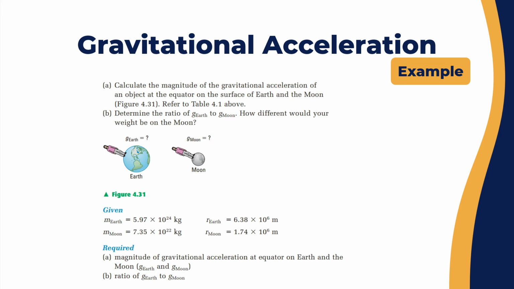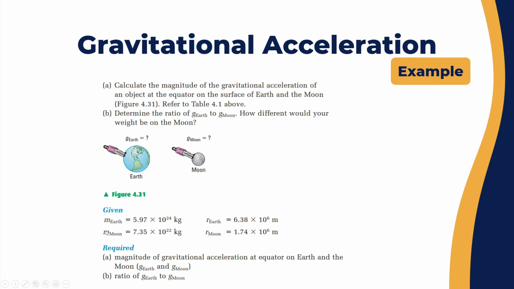Let's take an example on the gravitational acceleration. Calculate the magnitude of the gravitational acceleration of an object at the equator on the surface of Earth and the Moon, and try to use the previous table. Then next you determine the ratio of the gravitational acceleration of Earth in reference to the gravitational acceleration of the Moon. How different would your weight be on Moon versus Earth?